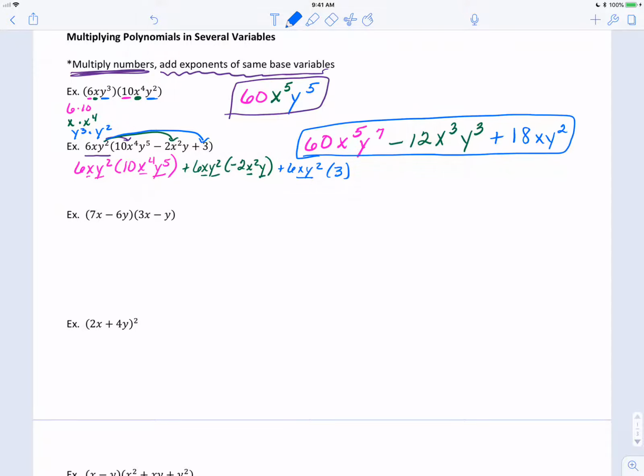Okay, so here's one where we're going to have to multiply out some binomials, and remember our rule there. Take the first term, multiply it by everything in the second term. So we're taking the 7x, we're going to multiply that by the 3x, then we're going to take the 7x, and we're going to multiply that by that negative y.